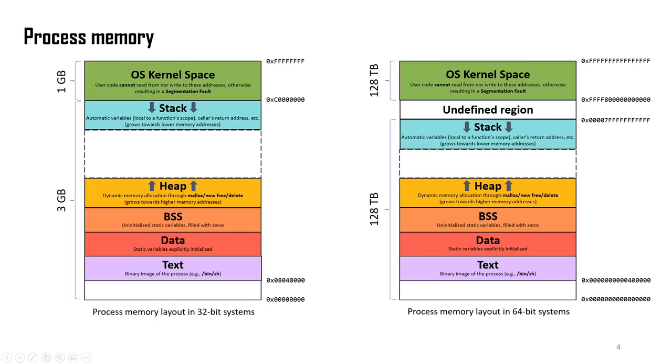So, when you execute a program, here's what its process virtual memory layout will look like. On the left-hand side, we have the layout for 32-bit systems, and on the right-hand side, the layout in 64-bit systems. The only notable difference here is the size of the virtual memory. On 32-bit systems, the user space gets 3 gigabytes, while the kernel gets 1. And on 64-bit systems, both the user and the kernel get 128 terabytes.